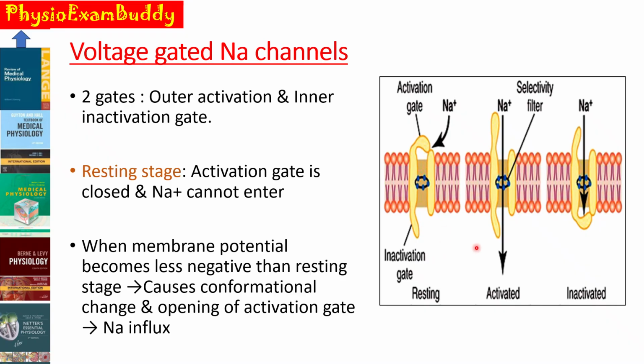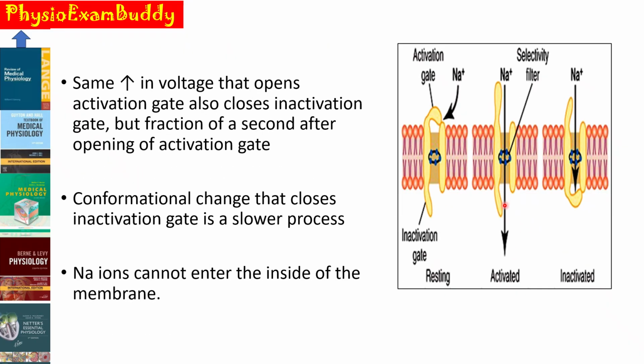But when the membrane potential becomes less negative than the resting stage, it causes a conformational change in this outer gate, and it causes the opening of this activation gate, which results in the influx of sodium from outside to inside of the membrane. The same increase in the voltage that opens the activation gate will also close the inactivation gate, but after a fraction of a second after the opening of the activation gate. This conformational change that closes the inactivation gate is a slower process. So sodium cannot enter the inside of the membrane after this point.